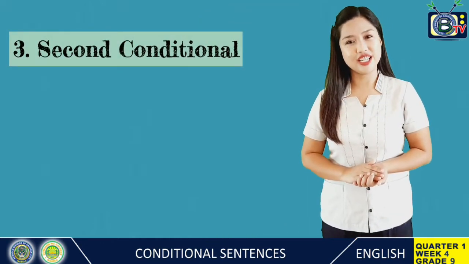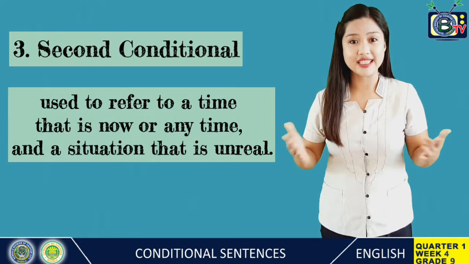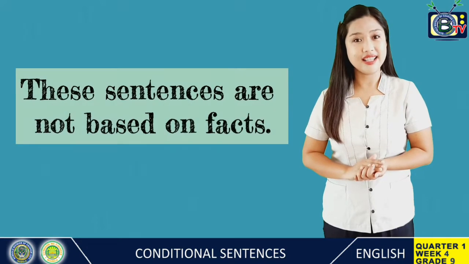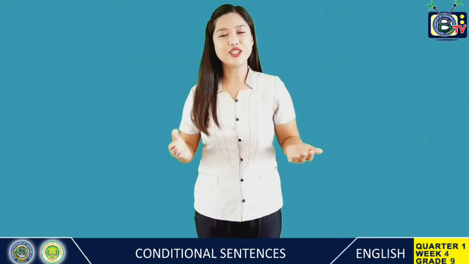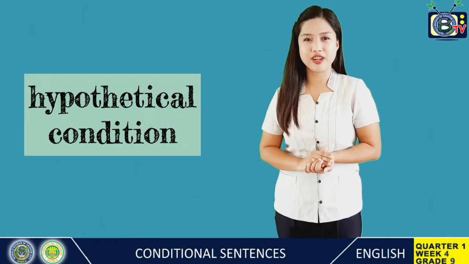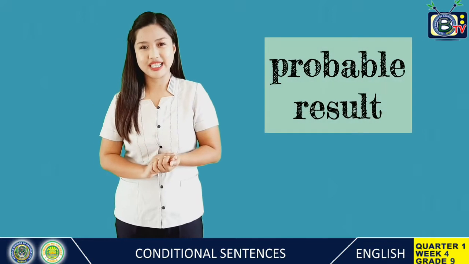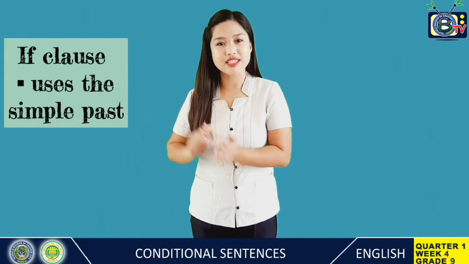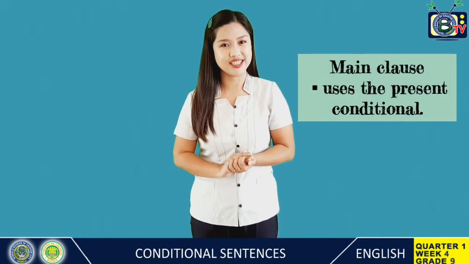The second conditional is used to refer to a time that is now or any time, and a situation that is unreal. These sentences are not based on facts. The second conditional is used to refer to a hypothetical condition and its probable result. In the second conditional sentence, the if clause uses the simple past and the main clause uses the present conditional.